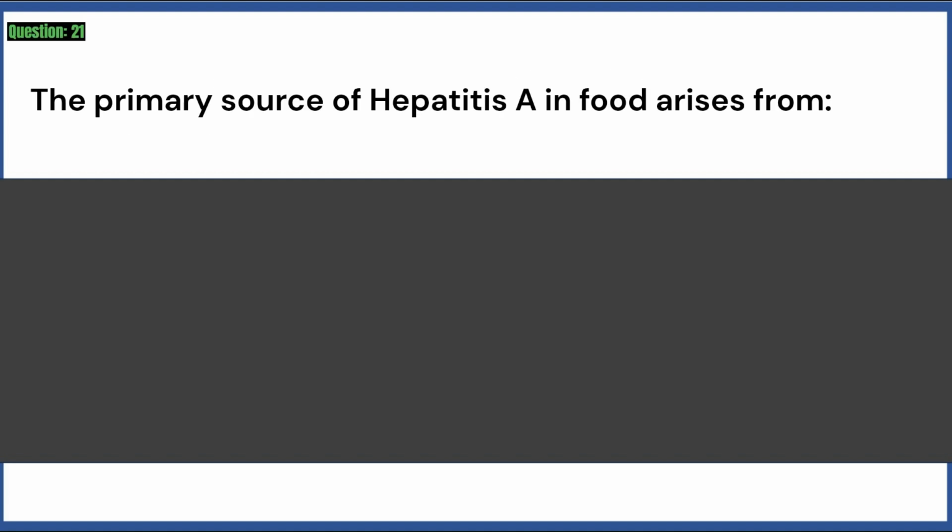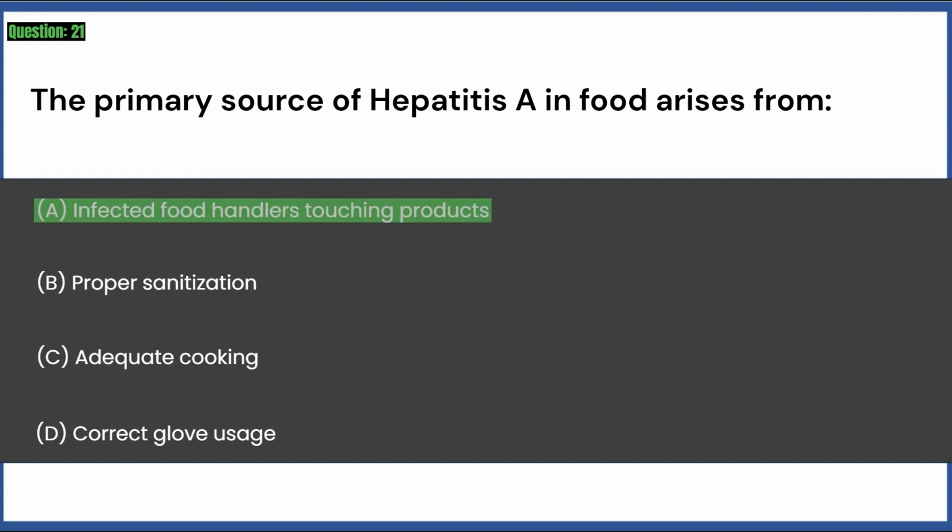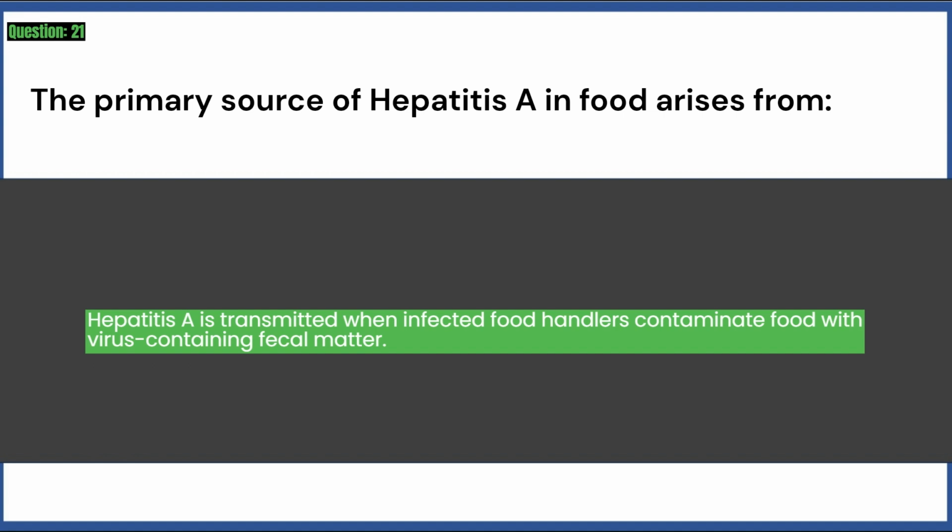The primary source of hepatitis A in food arises from: A. Infected food handlers touching products. B. Proper sanitization. C. Adequate cooking. D. Correct glove usage. Answer: A. Hepatitis A is transmitted when infected food handlers contaminate food with virus-containing fecal matter.